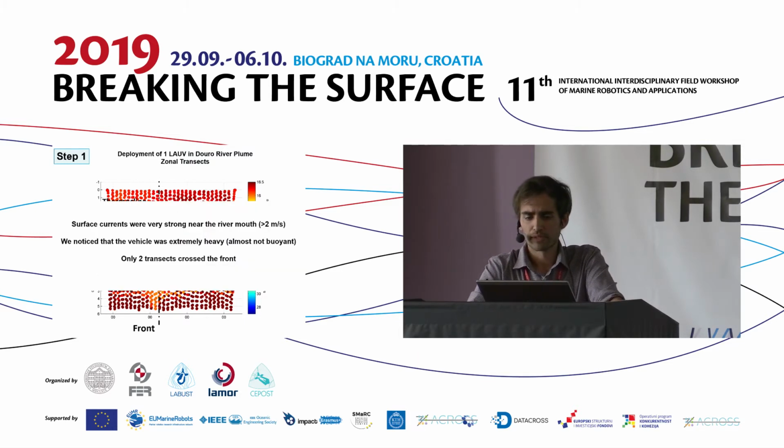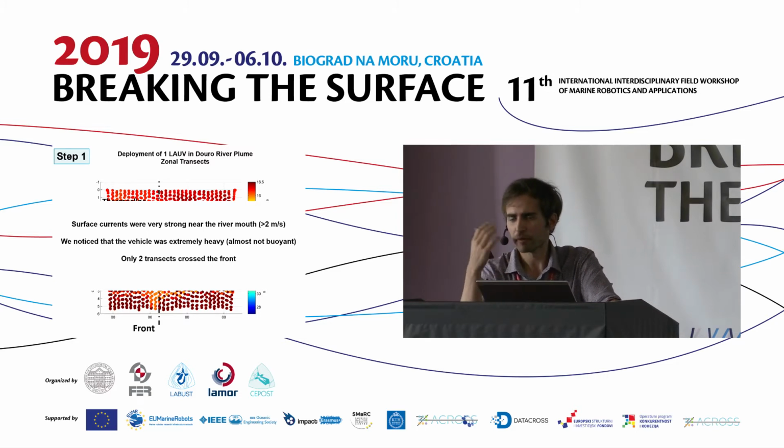From the lessons learned from this first deployment, we ran into surface currents that were very strong near the river mouth, so we need to be more careful when deploying the AUV there. We noticed that the vehicle was extremely heavy; we didn't think that maybe it's a buoyant plume, so maybe we need to adapt the AUV. That alters the way we think about operations for other missions. And we only had two transects that cross the front.